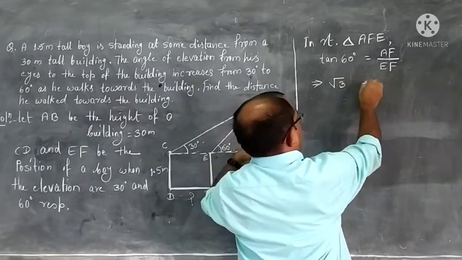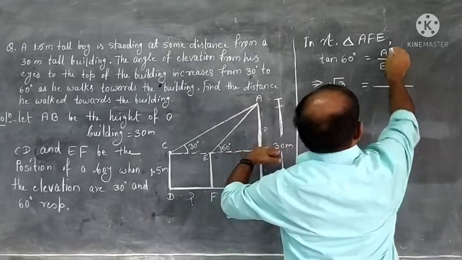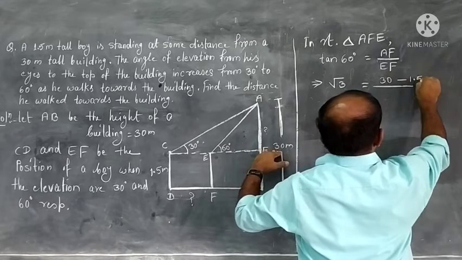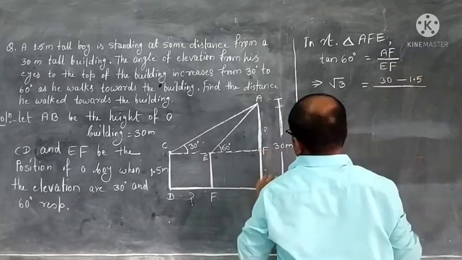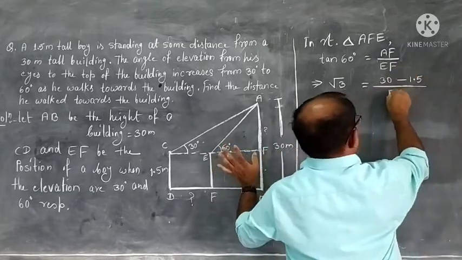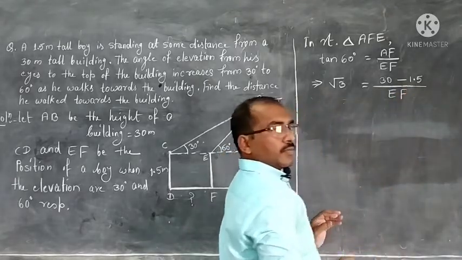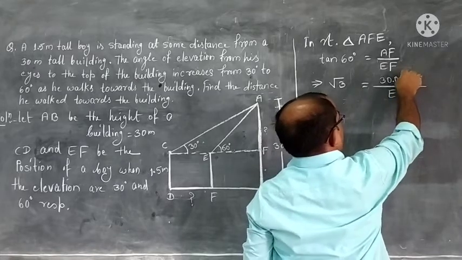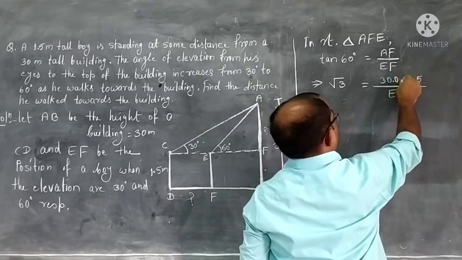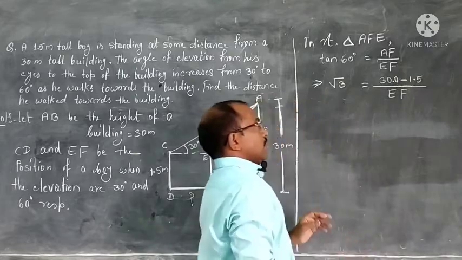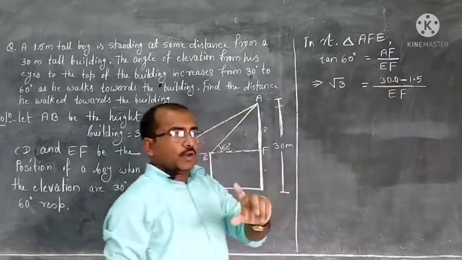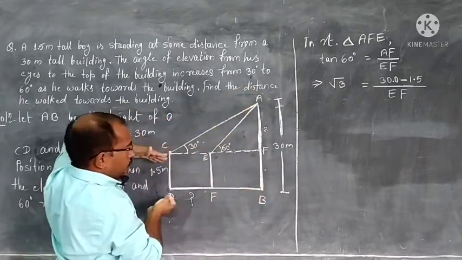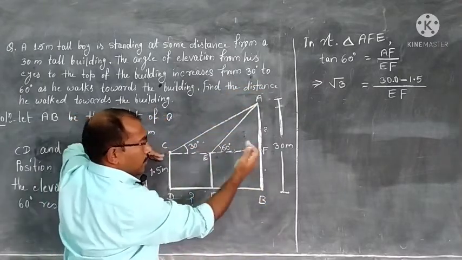So, tan 60 degrees is root 3. AF, what we can do? We can write here clearly 30 minus 1.5. EF, we do not know. Let us go with EF. This 30 does not have a decimal place, so we will write decimal point 0. From where we got, once more I take you back, this full side is 30. From the rectangle property, 1.5, 1.5, 1.5.